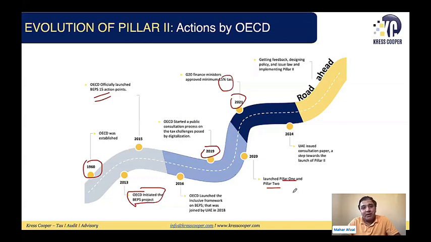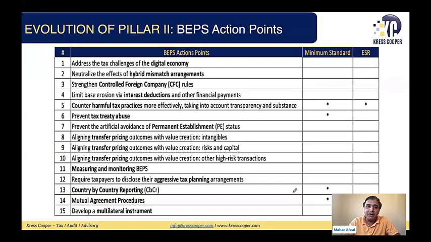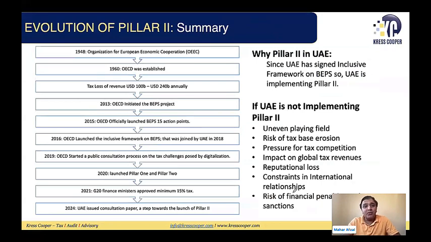So UAE, as I mentioned, UAE had already signed the inclusive framework. So UAE was supposed to implement the pillar two as well. And this is the reason that the UAE issued the public consultation paper on the pillar two. So this is the same thing what we discussed basically.